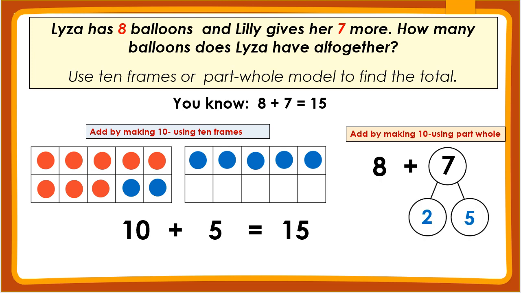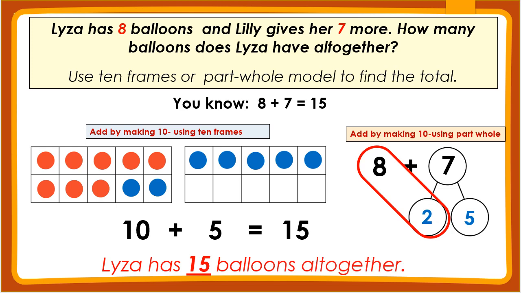We partitioned 7 into 2 and 5, since 2 is the number bond of 8 to make 10, showing the same number sentence, which is 10 plus 5 equals 15. Therefore, Liza has 15 balloons altogether.